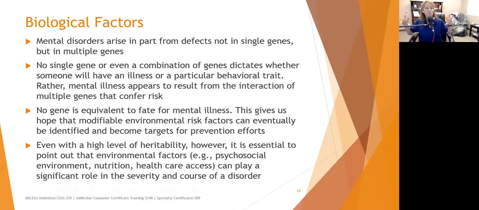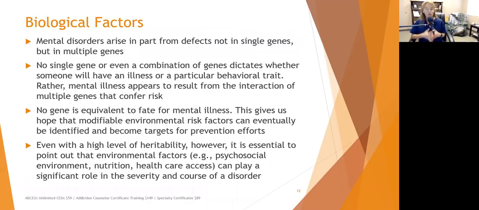There are multiple genes that have to be interacting. Mental illness appears to result from the interaction of those multiple genes that confer risk. So a person may have genes to have a more irritable or fussy temperament as a child, in addition to a genetic predisposition or a genetic inheritance of certain genes related to depression. So there's a lot of stuff that goes in there.